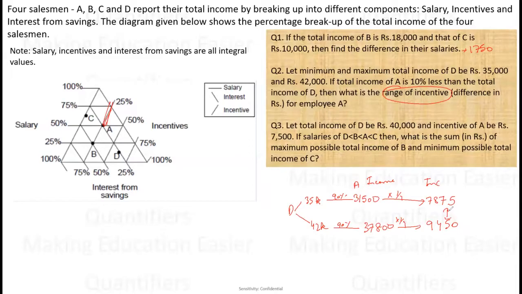The difference in them, I'll just subtract it: 10, 5, 2, 7, 3, 8, 8, 1. So this is the range that I am getting between them. So this is the required answer for this question. Let's read the third one now.